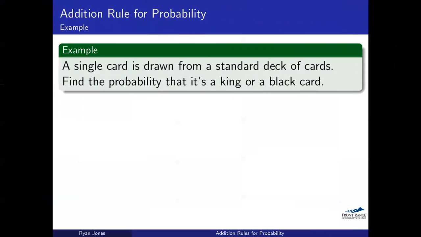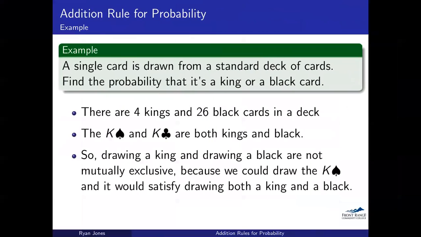Let's do another example here. We're going to draw a single card from a deck, and we want to find the probability that it is a king or a black card. First off, there are 4 kings and there are 26 black cards. All of those black cards are the spades and the clubs, and there are 13 of each of those. And then there are obviously 4 kings.